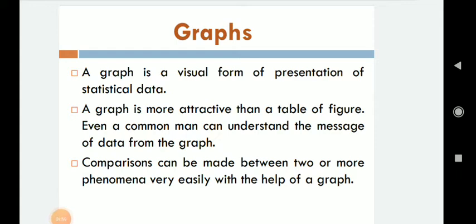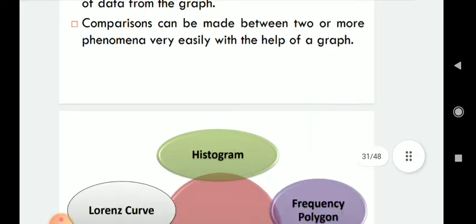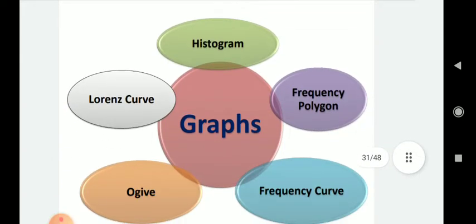So what are graphs? A graph is a visual form of presentation of statistical data, just like diagrams. A graph is more attractive than a table, definitely, because a table consists of only rows and columns with numbers, whereas a graph has pictures, colors, and graphics. Even a common man can comprehend the message very easily. Comparisons can be done between two or more phenomena very easily with the help of a graph, and at a single glance, very quickly, you will understand.